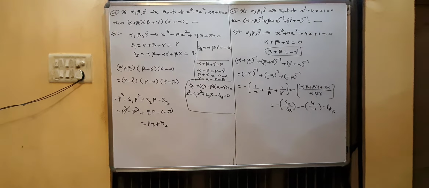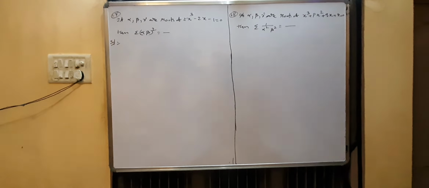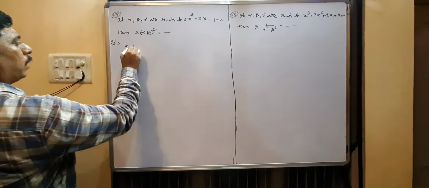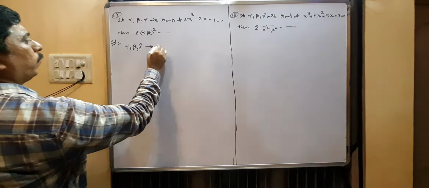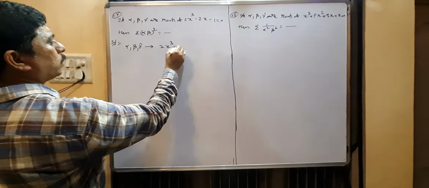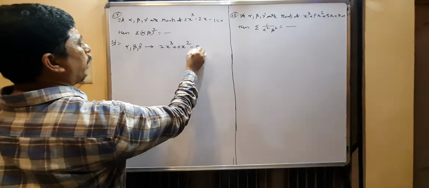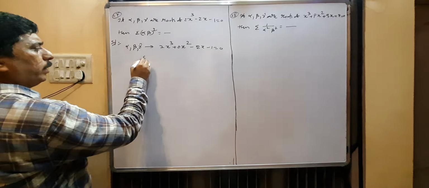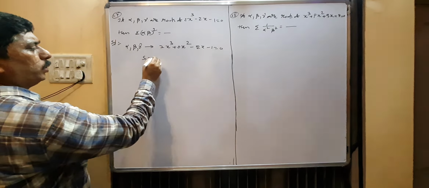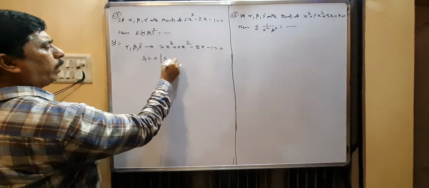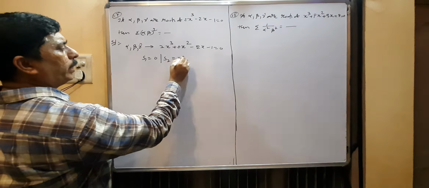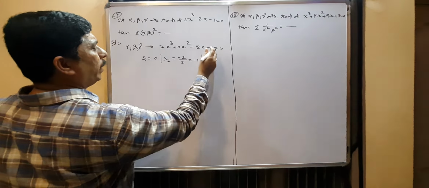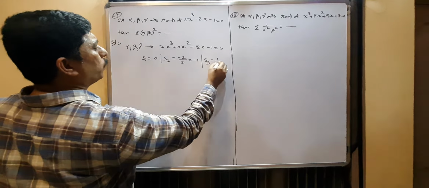Coming to next question. Alpha, beta, gamma are the roots of 2x cube minus x square minus 2x minus 1 equal to 0. S1 value is minus b by a, that is 0 by 2, 0 we will get. S2 value is c by a, minus 2 by 2, that is minus 1. S3 value is minus d by a, minus of minus 1, that is 1 by 2.